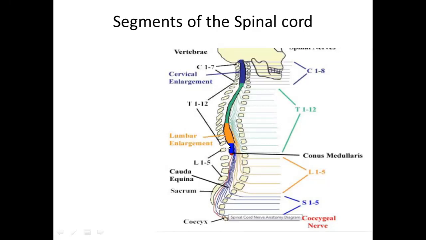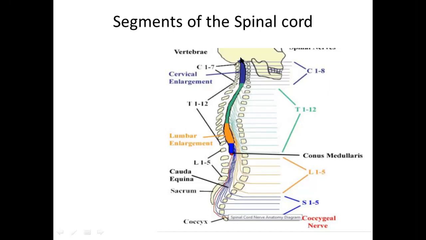Each segment of the spinal cord gives origin to a pair of spinal nerves, right and left. So the number of spinal nerves is 31 pairs. The segments are named according to the region where they lie.